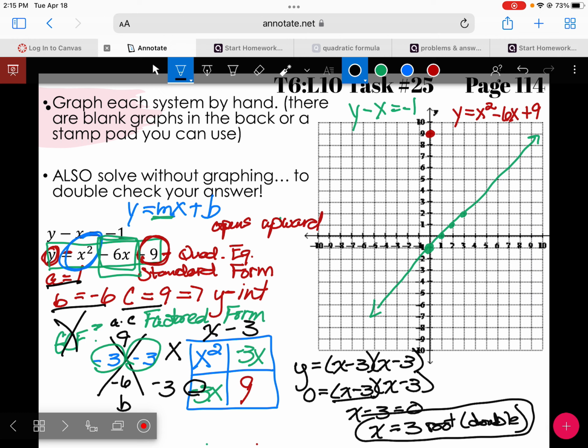What is a double root? Why is this so hard?